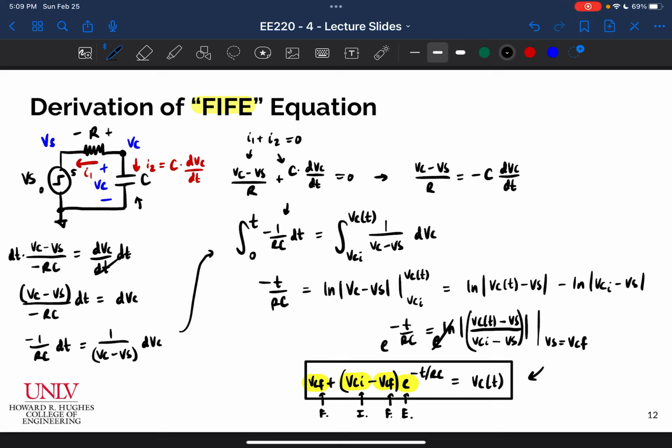All right, so in the previous video, I derived this expression for VC final, initial, final, e, which is used to determine the voltage across the capacitor with respect to time, or as time passes in an RC circuit, okay? So let me go ahead and just copy this. We're going to take it over to the next slide with us.